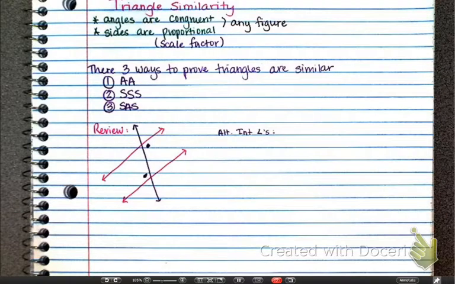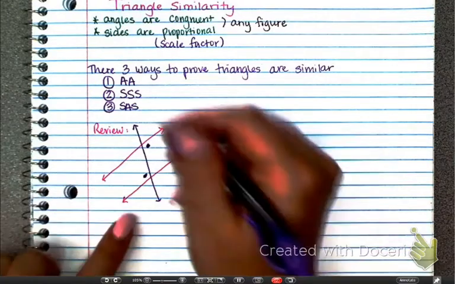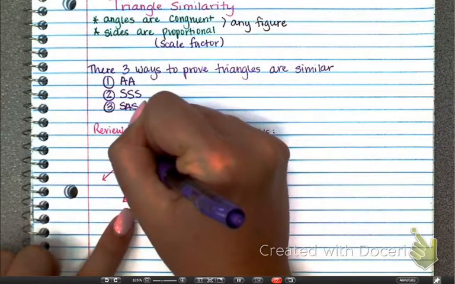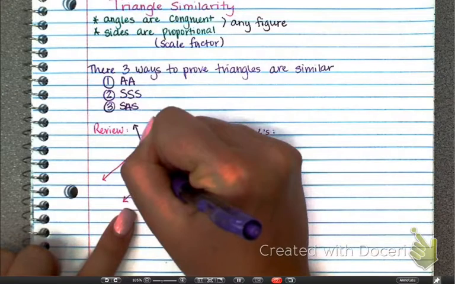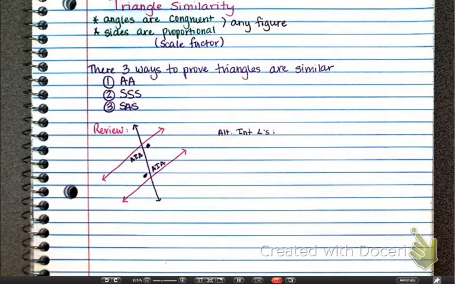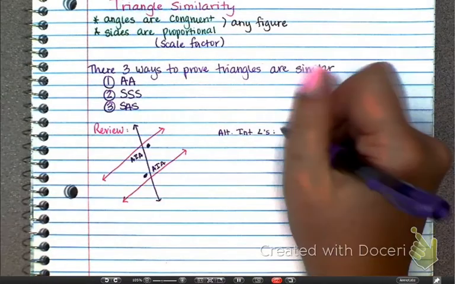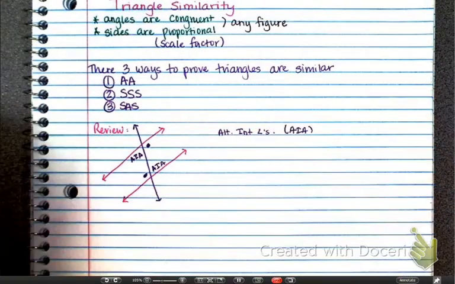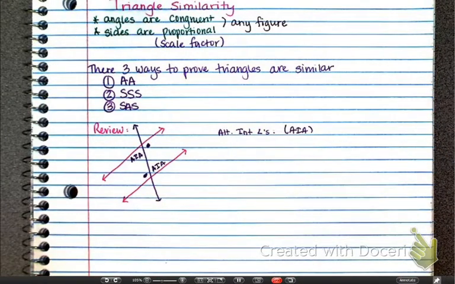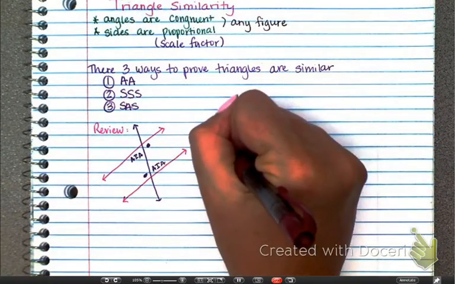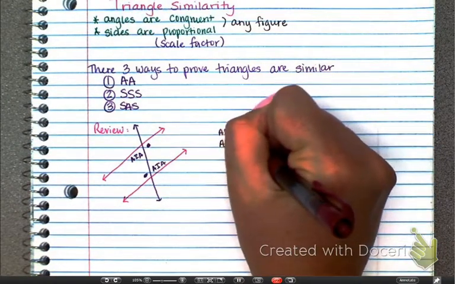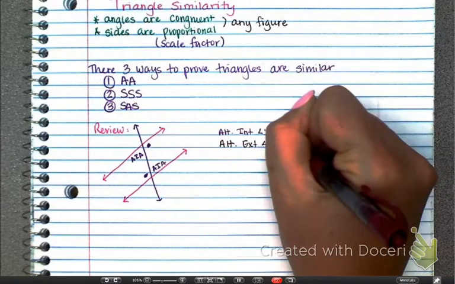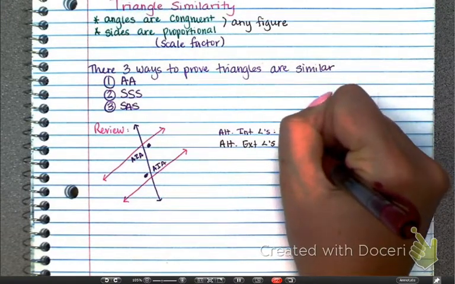Is there another pair of alternate interior angles? Yeah. I should probably do it like this. Those are also alternate interior angles. Okay, so that's how we can abbreviate that one. Does anyone remember another one? Alternate exterior angles. So we'll abbreviate it like that.